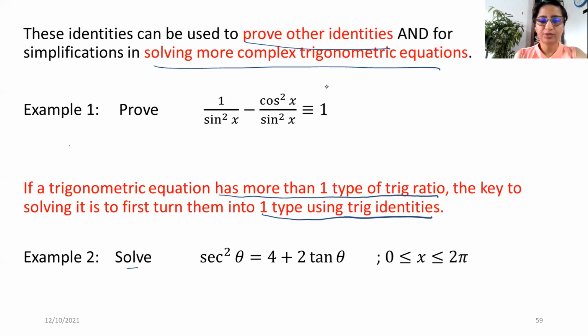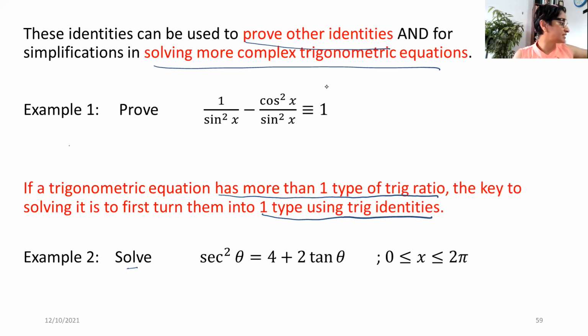Right. So look at this equation. Now you can see that it's not like the type of equations you had previously, where you only had one trig term equals to a number. So that was very easy to solve. Now this one has sec squared theta equals 4 plus 2 tan theta. Let me write that down here. Now there is a sec term, there is a tan term. Two types of trig terms are there.